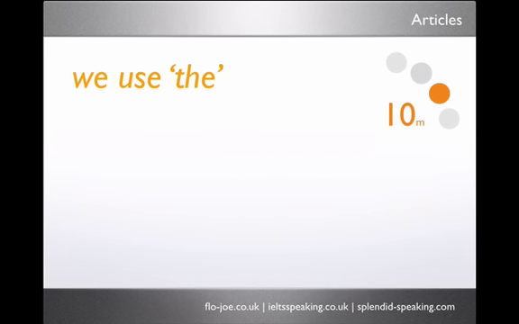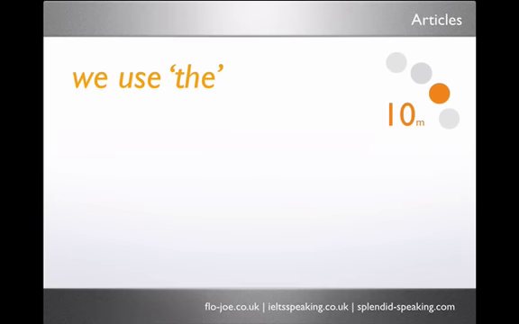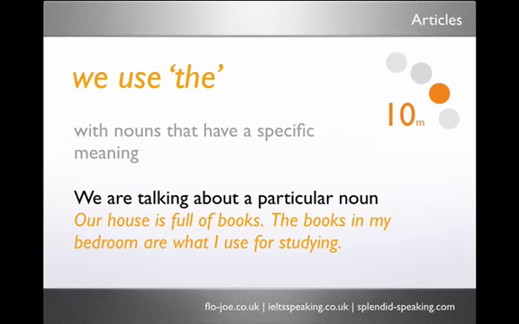But we do use articles before plural or uncountable nouns if the noun has a specific meaning. So what do we mean by specific? Well, look at this example. The first reference to books is general, the same as before, so there's no article. But the second reference is to books in my bedroom. We're talking about particular books here, the books in my bedroom. So it's definite, it's specific, and we use the.